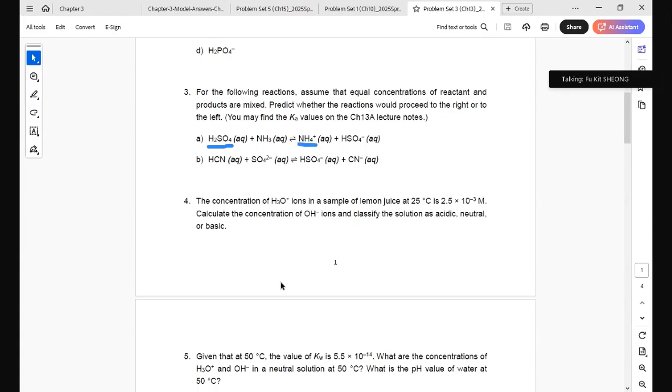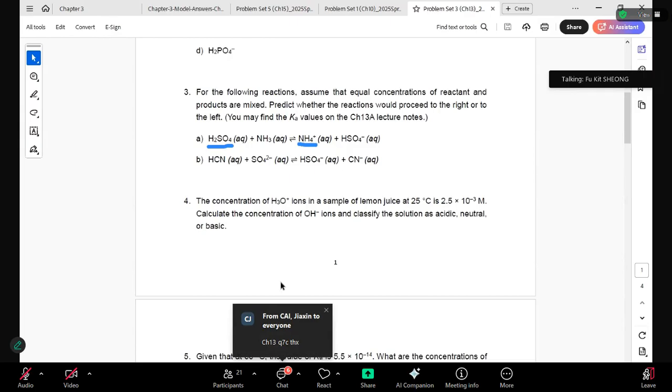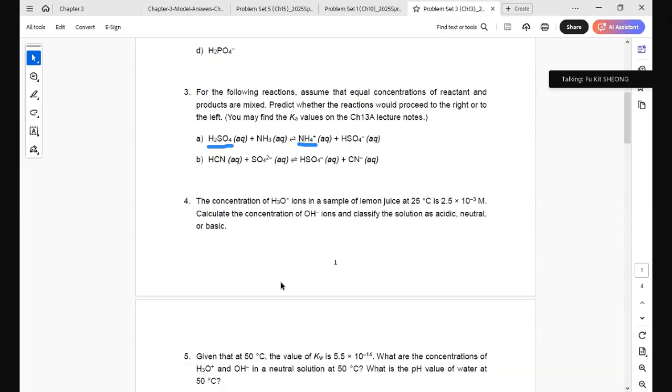For this case, it's quite obvious. You can see that sulfuric acid is clearly the stronger acid, and that's why the equilibrium will lie to the right. In the latter one, you are basically comparing which side is stronger. If you have a stronger acid and a stronger base, you are favoring the stronger side, because the stronger side always wants to dissociate.